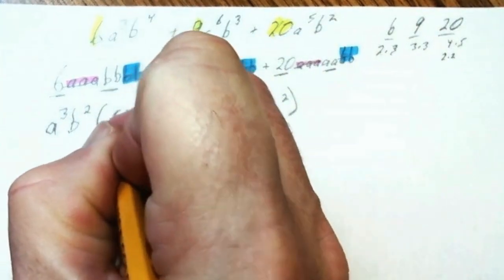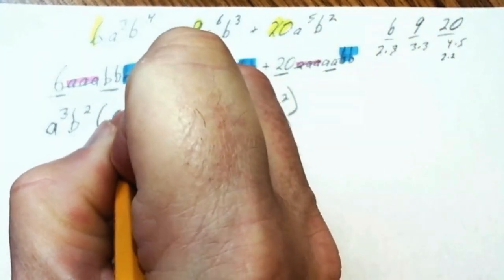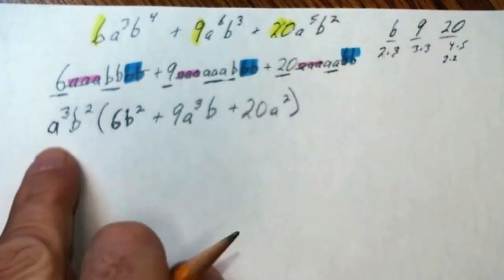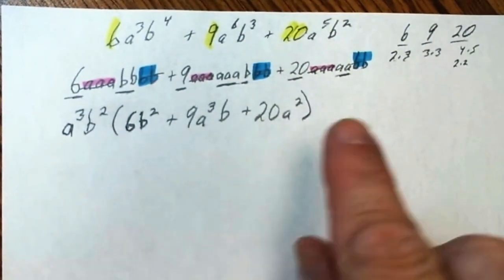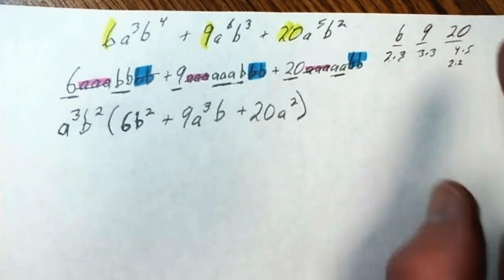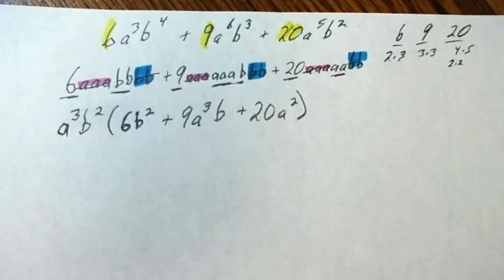A to the 3rd, B. That's all we could pull out because we couldn't pull out anything on the numbers. They don't have any common factor between 6, 9, and 20. But see, that's how that works.